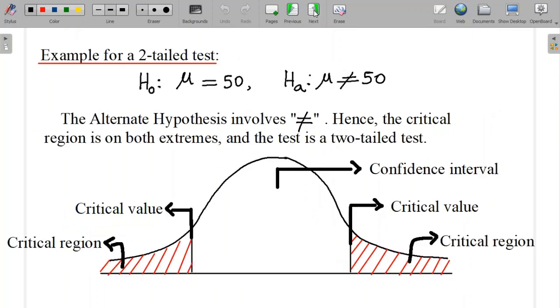Now, for the same, when we have a two-tailed test, the alternate hypothesis will involve the not equal to symbol. Therefore, the critical region is on both extremes. So the confidence interval is in the middle, and both critical regions form the left and right borders, with the critical value separating the two from the confidence interval.